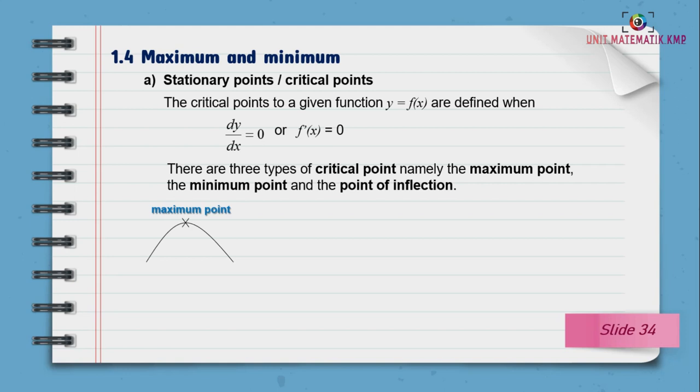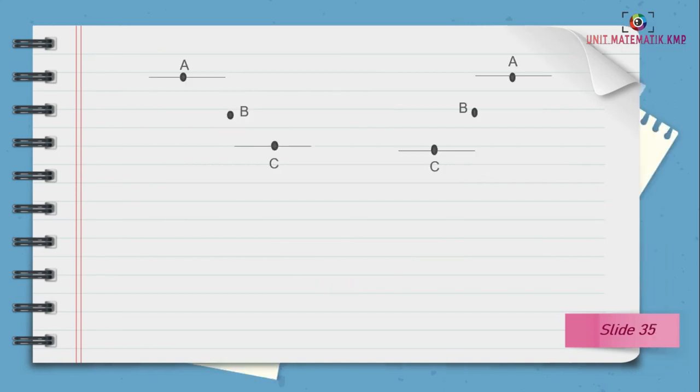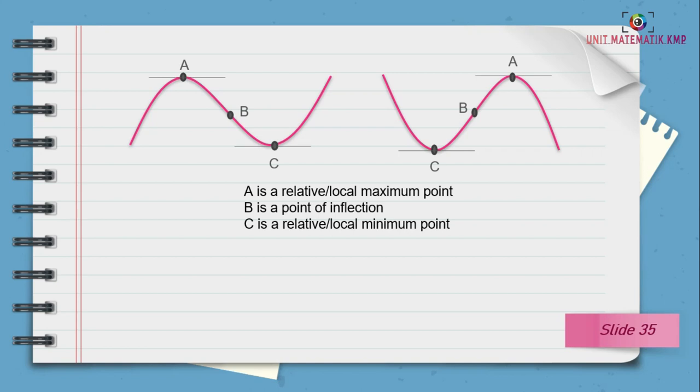Consider the graph. First, maximum point. Second, minimum point. And the third and the fourth is an inflection point. Next, consider the two graphs, first and the second. Now, we focus at point A. Point A is a relative or local maximum point. Point B is called point of inflection. And point C we call a relative or local minimum point.